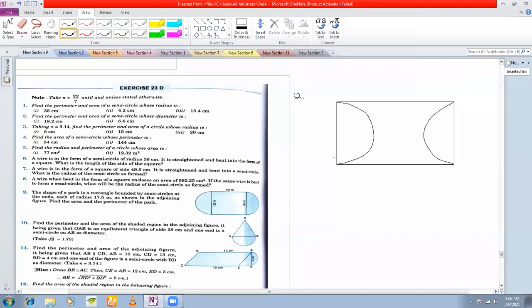In this problem, number 12, we have this rectangle and inside we have two semicircles. And you have to find out the area of this shaded part. Okay. And here it is given to you. This length is 20 meters and this length is 7 meters.